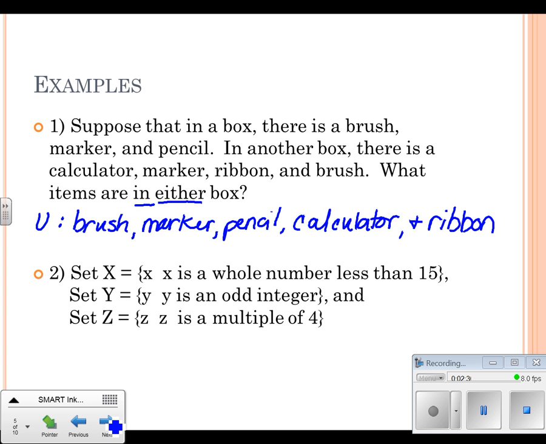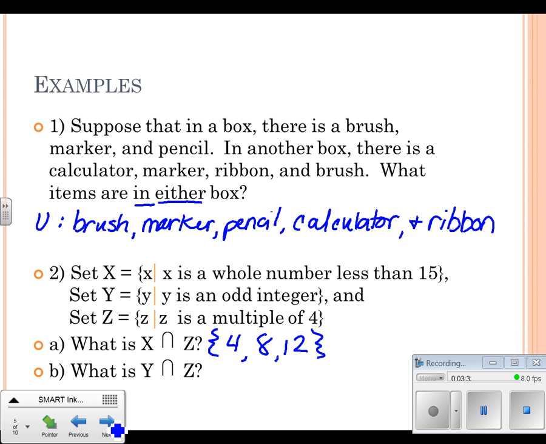In number 2, we have sets X, Y, and Z. Set X is all real numbers x such that x is a whole number less than 15. Set Y is all real numbers y such that y is an odd integer. And set Z is all real numbers z such that z is a multiple of 4. First, we're going to look at the intersection of X and Z. That is what this symbol means right here. This basically upside down U is the intersection. We're going to list this in roster form. We write a brace. So what is in both X and Z? If X are whole numbers less than 15 and Z are multiples of 4, we would have 4, 8, and 12. That would fit both of those sets. It's less than 15 and they're multiples of 4.